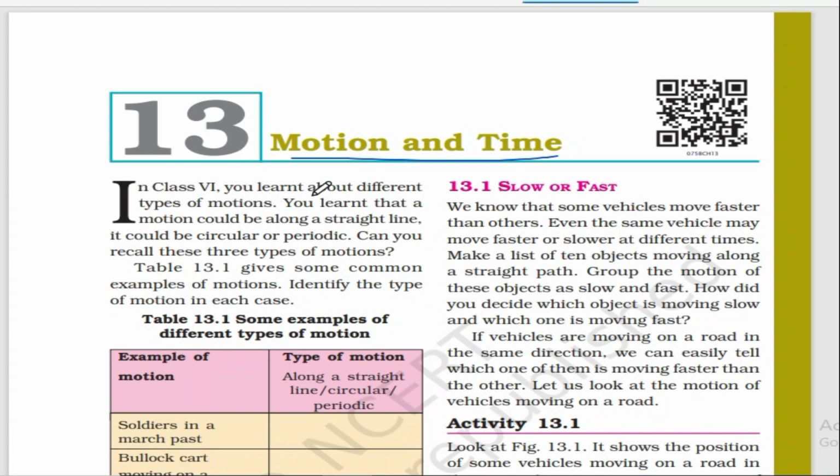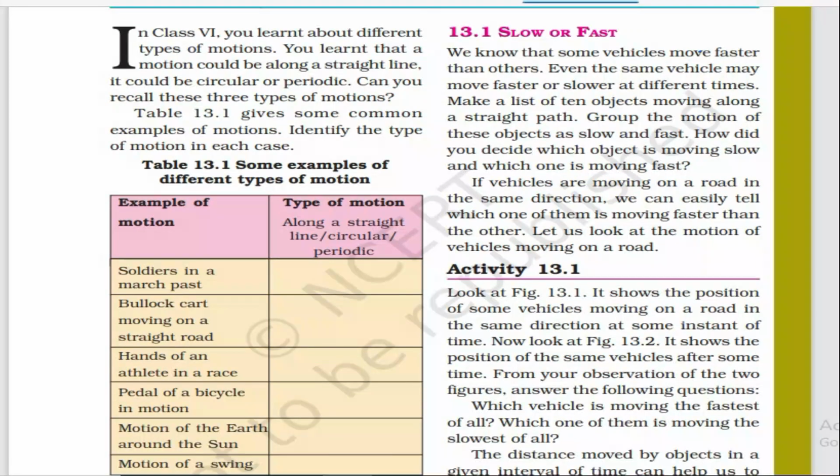So in class 6 you have learned about the types of motion, and you learned that the motion could be along a straight line, it could be circular, or periodic. Can you recall these three types of motion? I'm going to recall those three types of motion. First is straight line motion, second is circular motion, and third is periodic motion.